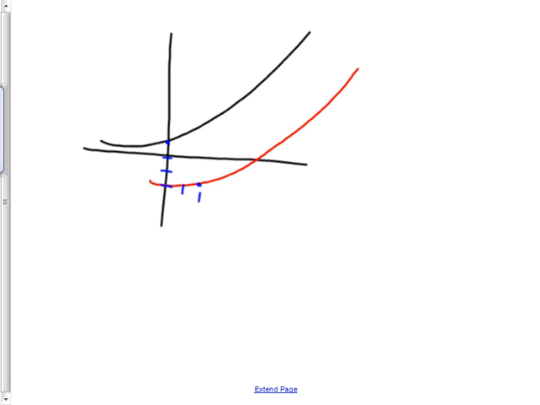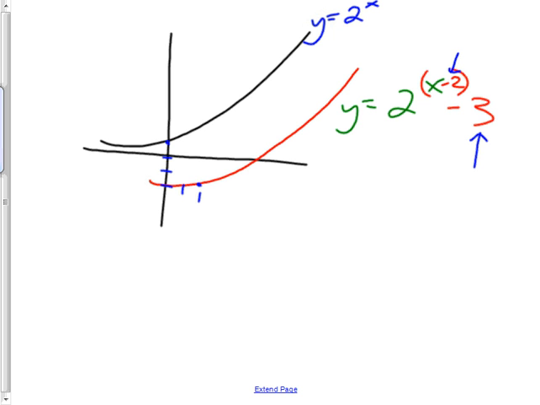Okay, so if I had taken this parent graph, let's say that was the parent graph. If I want to go down 3 and 2 to the right, I go y equals 2 to the x, but down 3 means minus 3. And then 2 to the right would put in what the x, remember how to do this? Minus 2. That'd be 2 to the right. So this means take your parent and move it 2 to the right. That means take the parent and move it down 3.